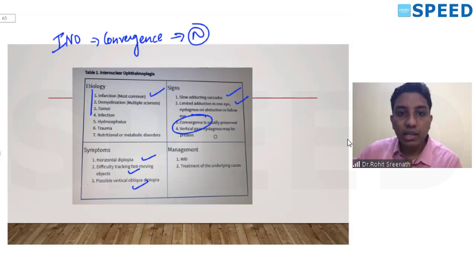Vertical gaze palsy may be present. Okay, so what is the investigation for any demyelinating disorder or infarction? Again, MRI is the investigation of choice, and whatever is the cause, you have to treat the underlying cause. If it's a demyelination, treat multiple sclerosis. If it's a tumor, do a surgery for the tumor. Okay, so the treatment will vary based on the case.